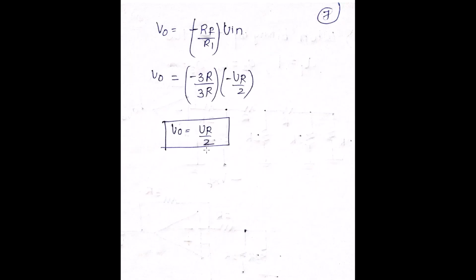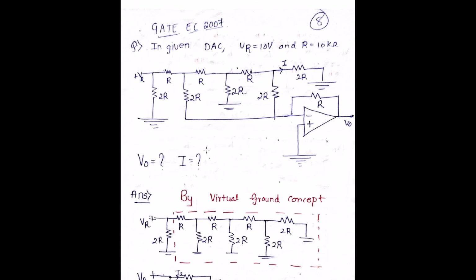Okay. So let us try to solve one numerical on it, which was asked in the GATE 2007 EC paper. It's a very good numerical on the R2R ladder circuit. When we solve this numerical, you will get very good insights into this kind of circuit and how you need to solve problems on it.